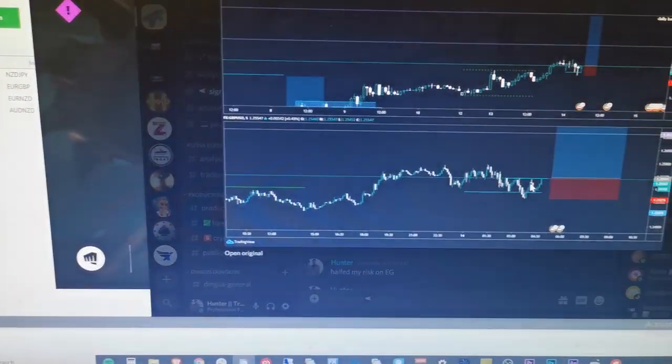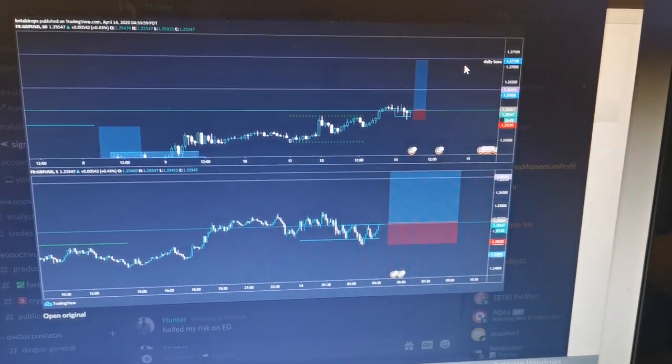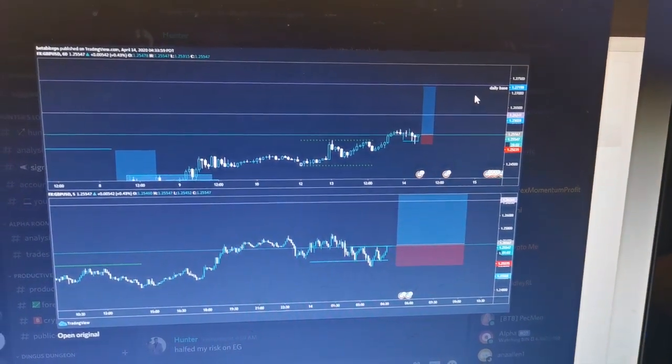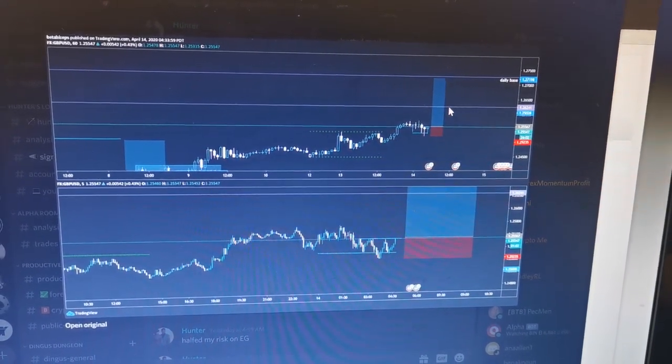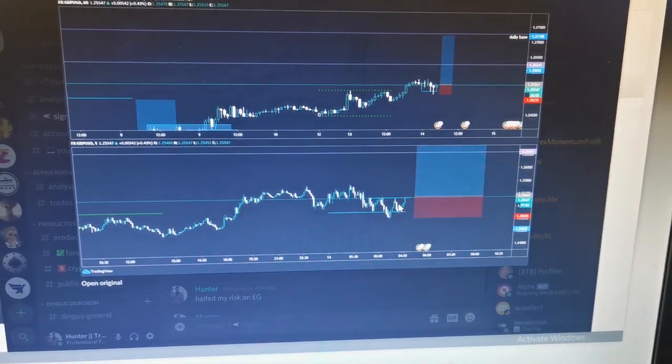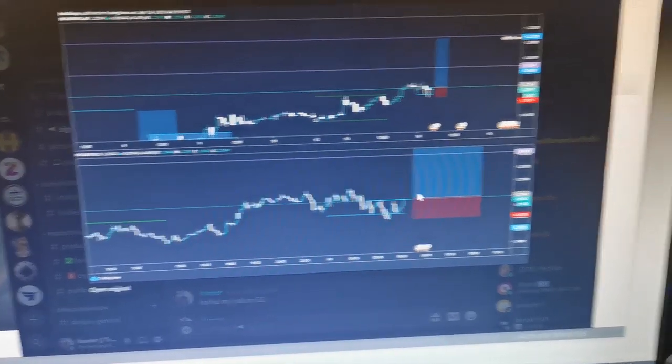And then GU, we also did quite well on GU here. So this is GU, and we were targeting this daily base that we would like to see, but we actually only ended up getting into a double top here. So we did enter on that one after it broke out there, not before.